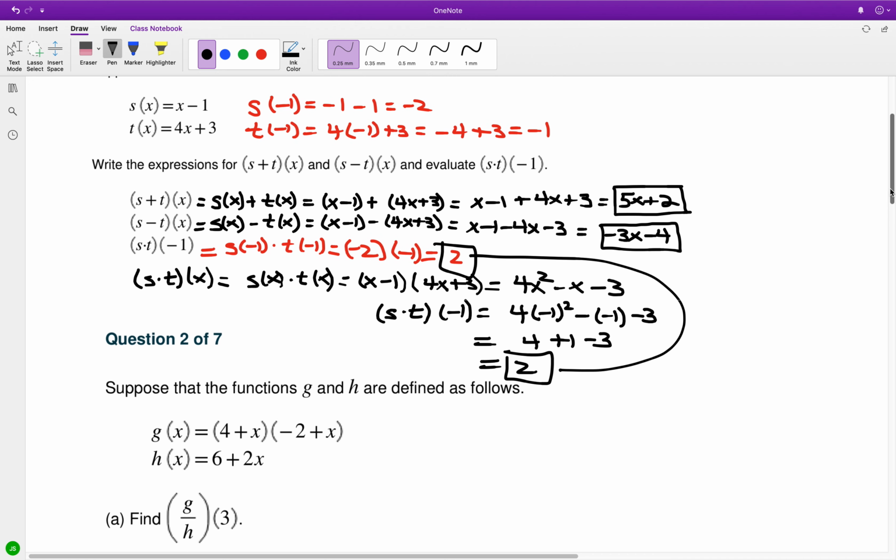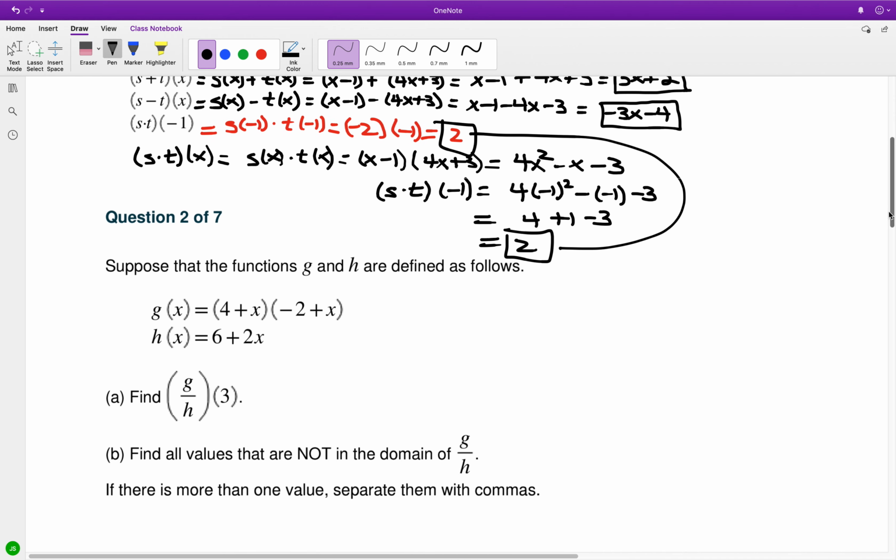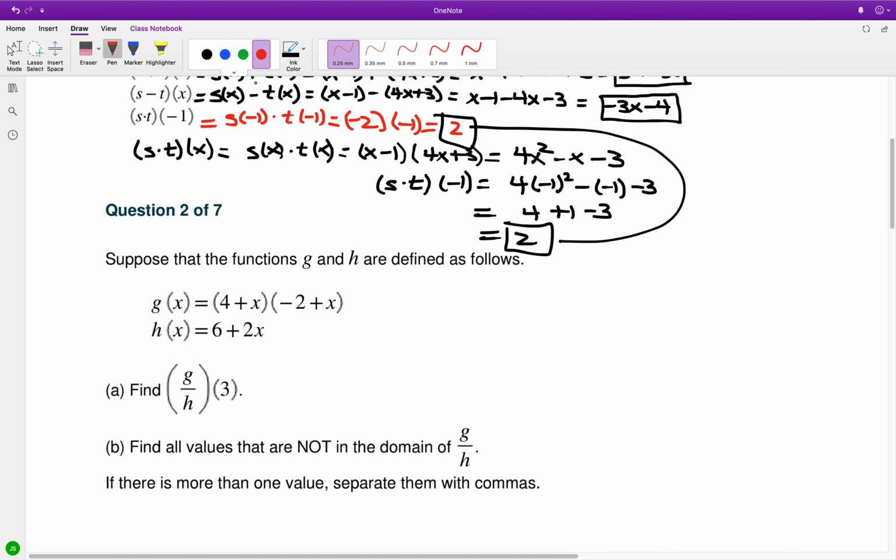Now for question number 2, we have g of x equals the quantity 4 plus x times the quantity negative 2 plus x, and h of x is equal to 6 plus 2x. Now for g over h of 3, you can take either approach. If I have g of 3, I have 4 plus 3, quantity, times the quantity of negative 2 plus 3. 4 plus 3 is 7. Negative 2 plus 3 is going to be 1. 7 times 1 is 7.